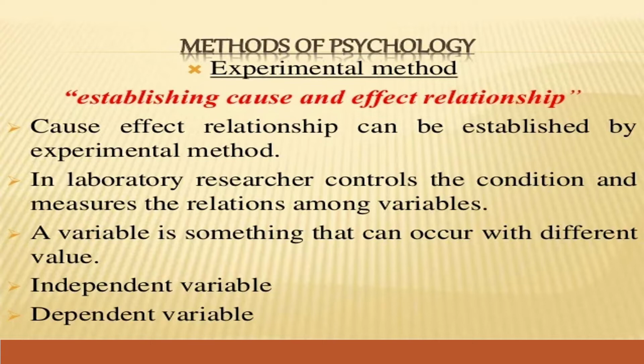A variable is something that can occur with different values. Two variables are there: the independent variable and the dependent variable. If we are doing an experiment, we have some variables. Without variables we cannot do the experiment. So the independent variable and dependent variable are there.